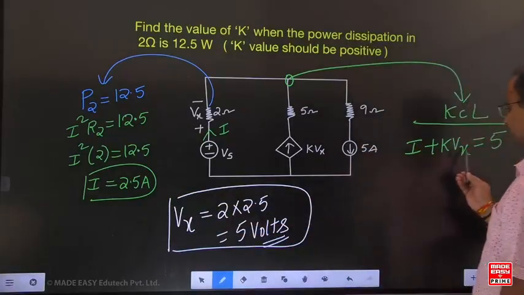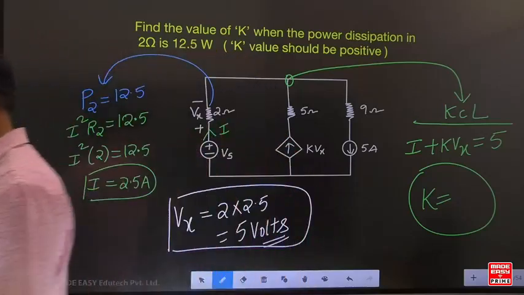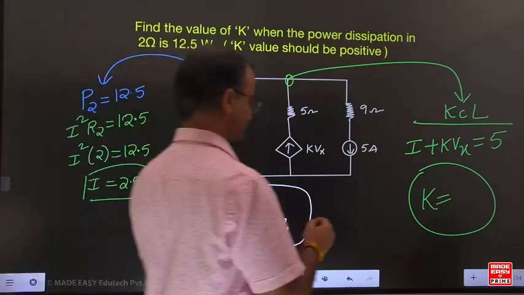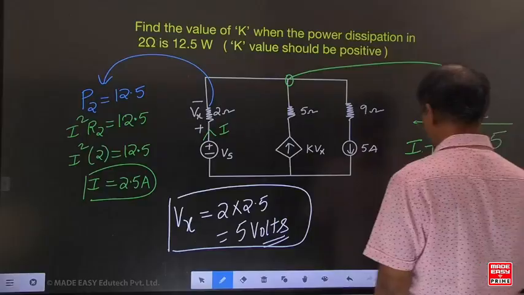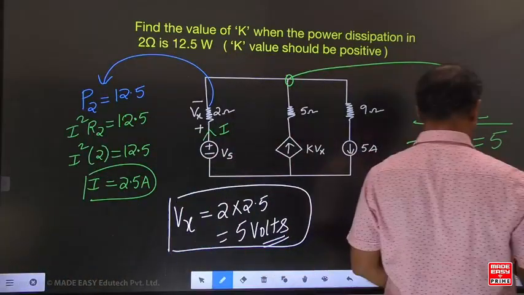See, you know the I value, you know the Vx value. By simplifying, you can find the K value, right? Simply we are using incoming currents equal outgoing currents. Okay, very good. Many students got the answer. How much is it? K equals 0.5.